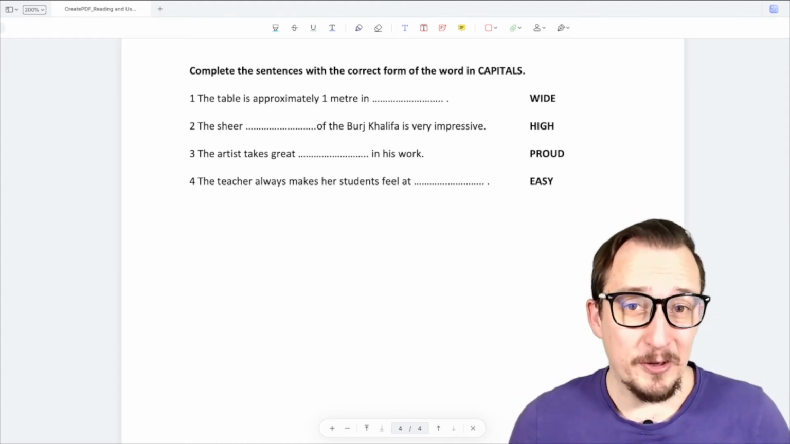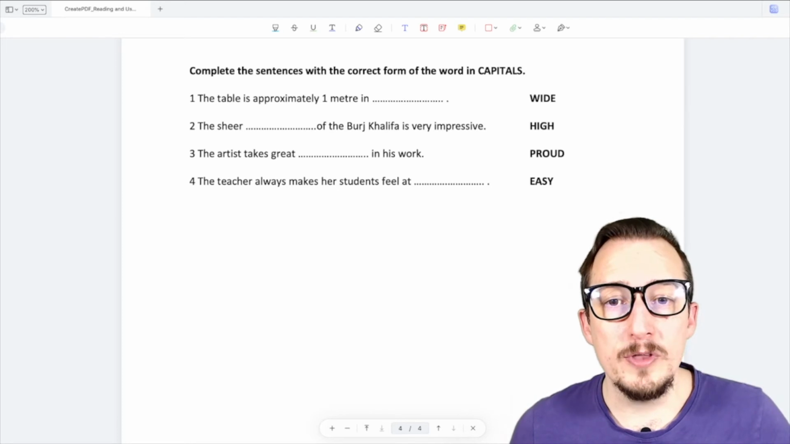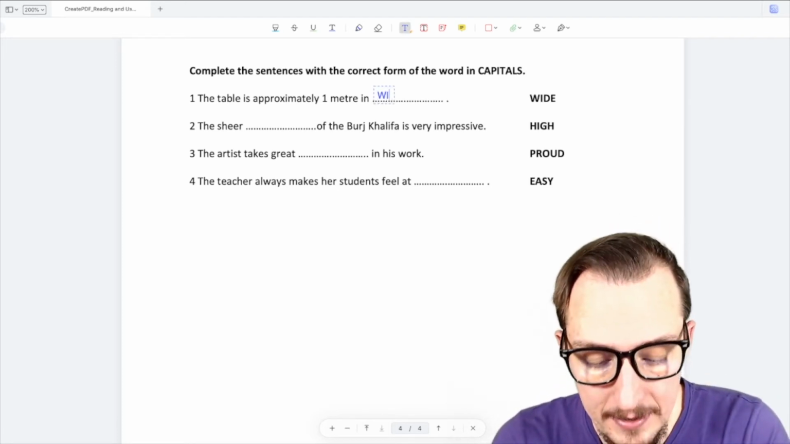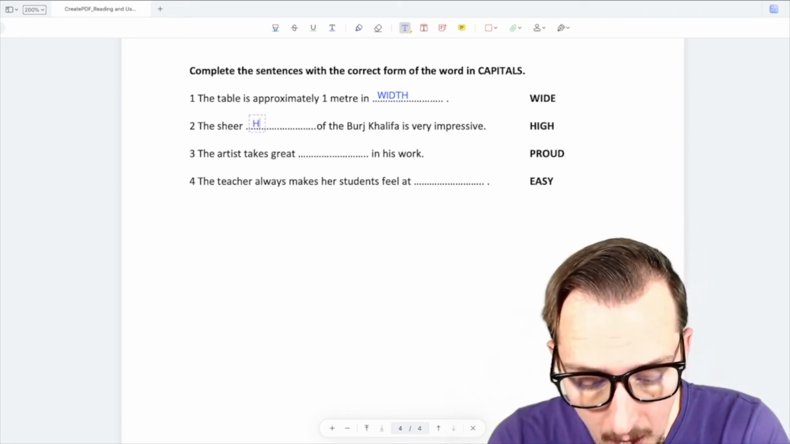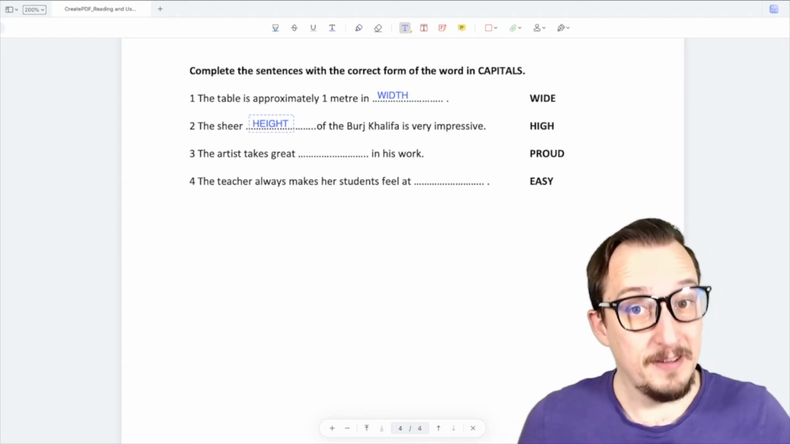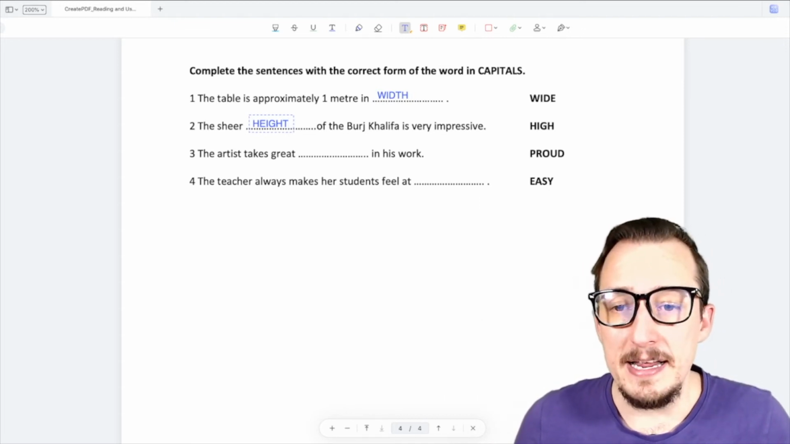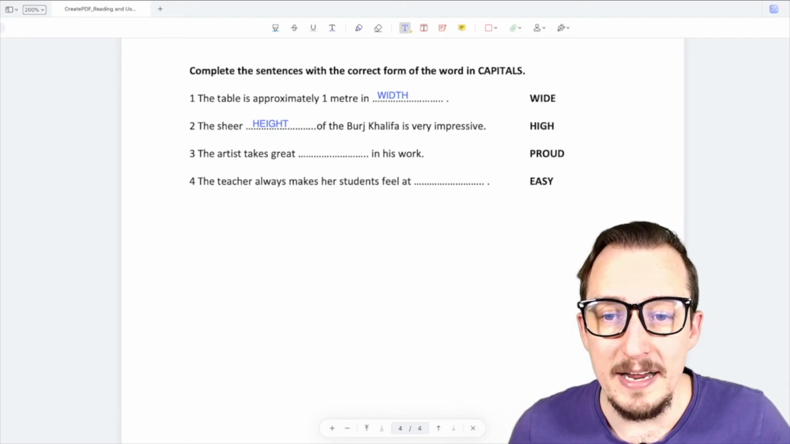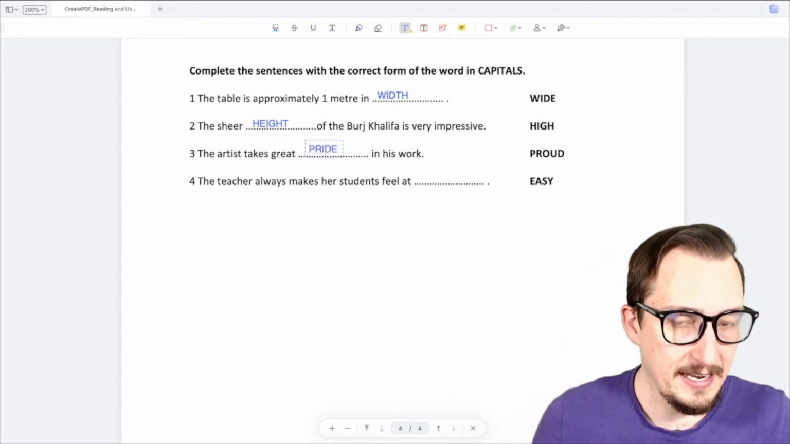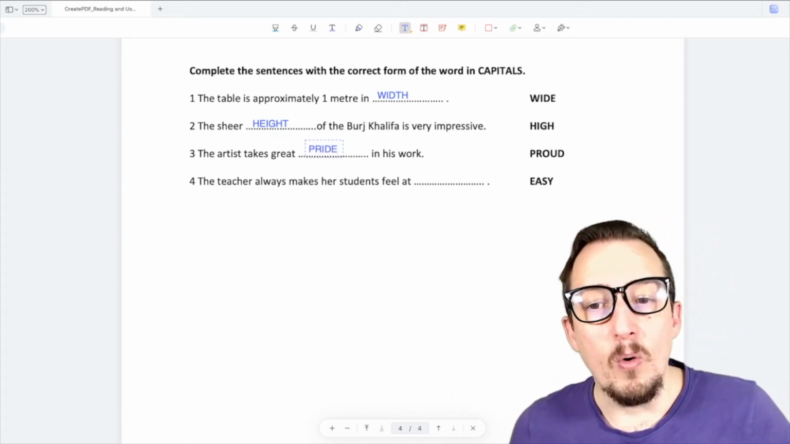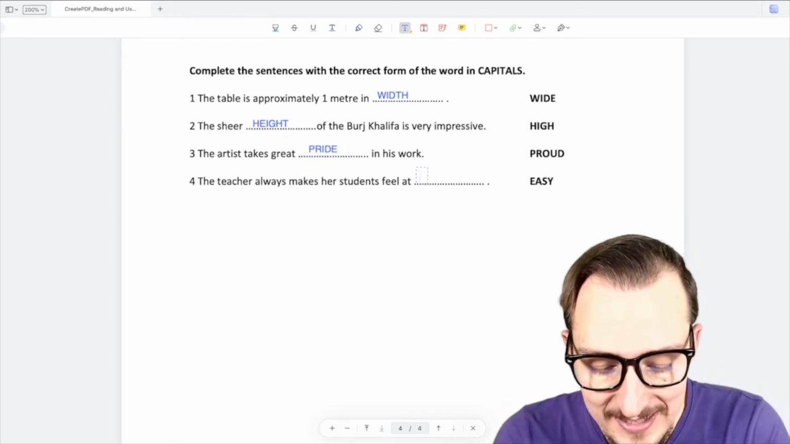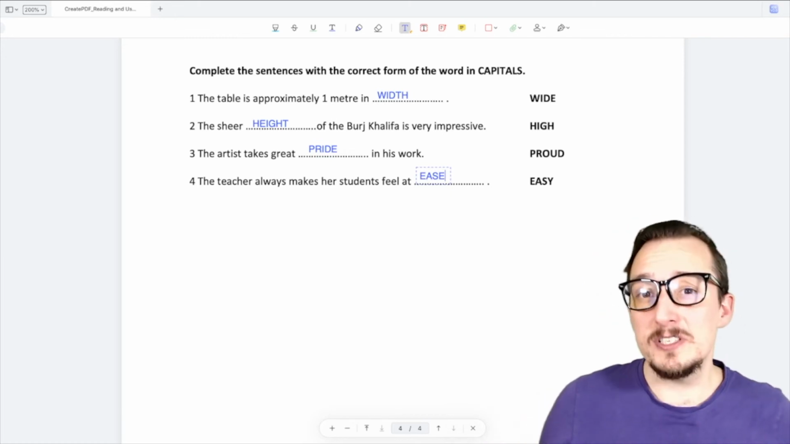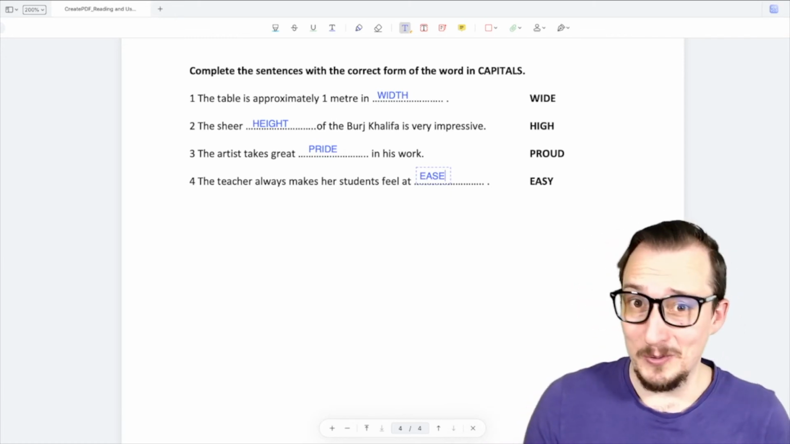Okay, so let's have a look at the correct answers then. So for number 1, the table is approximately 1 meter in width. Number 2, the sheer height of the Burj Khalifa is very impressive. Number 3, the artist takes great pride in his work. And number 4, the teacher always makes her students feel at ease. So here are just some other examples of internal changes.